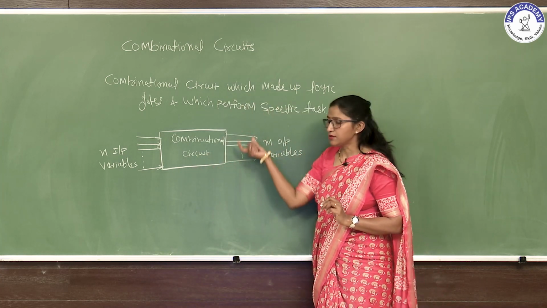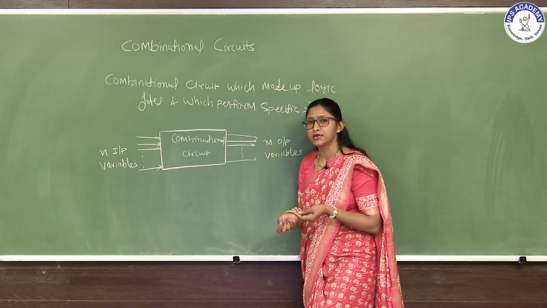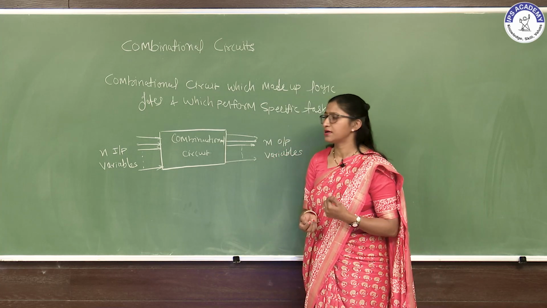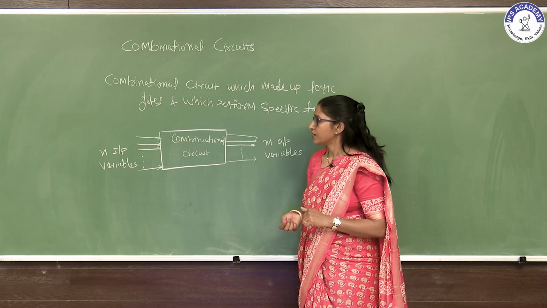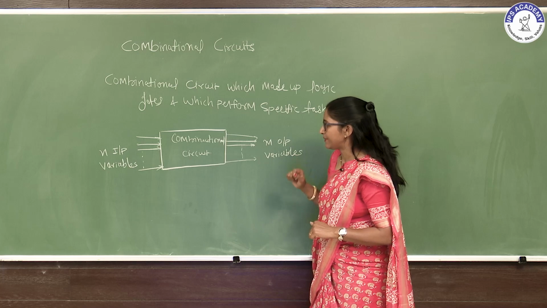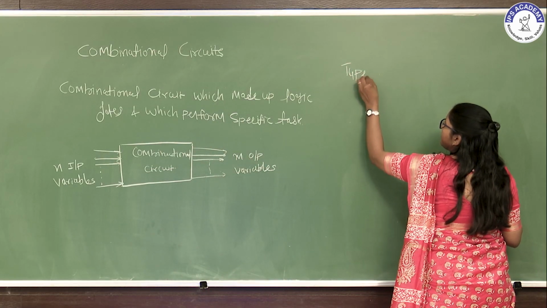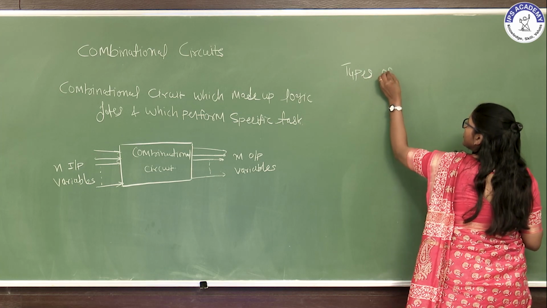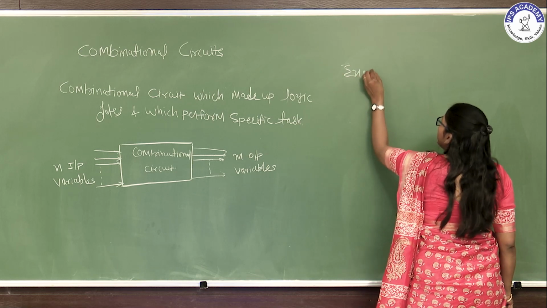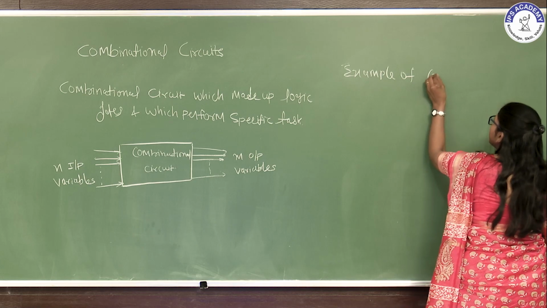Now when we categorize the combinational circuit, or types of combinational circuit, there are many, like half adder, full adder, multiplexer, demultiplexer and so on. Here we will discuss one combinational circuit, that is multiplexer. First of all, I will write some examples or types of combinational circuit.